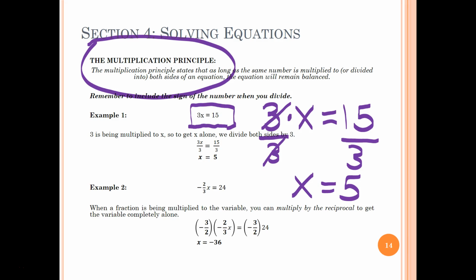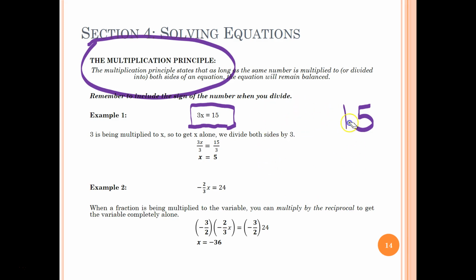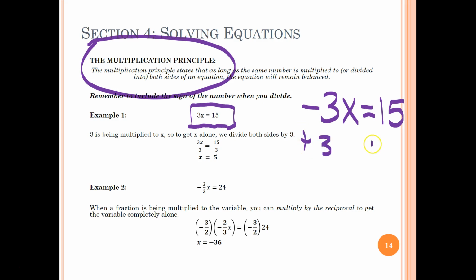Now, with the multiplication principle, one thing I want you to be real careful about is when you're dealing with signed numbers. Let's look at the same problem, but let's imagine that it was negative 3x equals 15. Being the fact that we're humans, we have a tendency to do things pretty quickly, and it's very easy to look at this problem and say, oh, okay, we've got to add 3 to both sides.